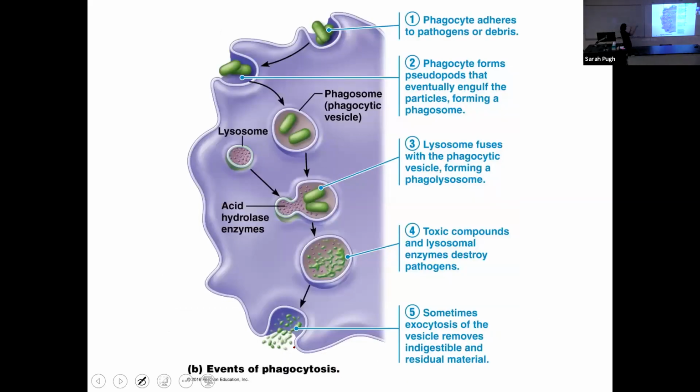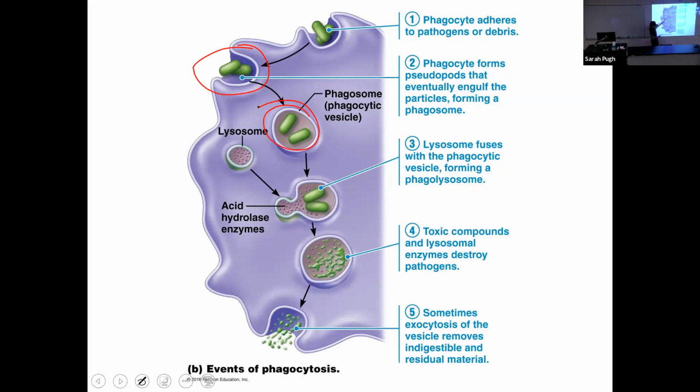Okay, so they're trying to keep the colors consistent here. So you can see the big purple phagocytic cell. It has pulled that foreign organism in. Okay, so you can see here it's pulling it in, and it's going to engulf it in a vesicle. So that's called the phagosome.